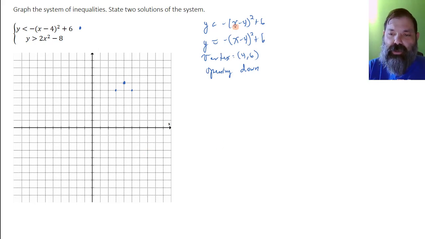How about if x was 6? 6 minus 4 is 2, squared is 4, negative 4 plus 6 is 2. So I'd have the point (6, 2), and by symmetry, (2, 2). Let's get one more point on each side. So if x was, what, 7? 7 minus 4 is 3, squared is 9, negative 9 plus 6 is negative 3. So I have (7, -3) and (1, -3). And let's draw a parabola that's dotted. It's going to look something like that. And since it's a less than inequality, it's in the form of y is less than, we'll shade below that.